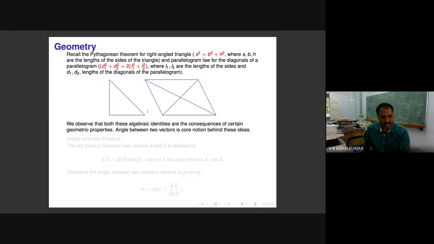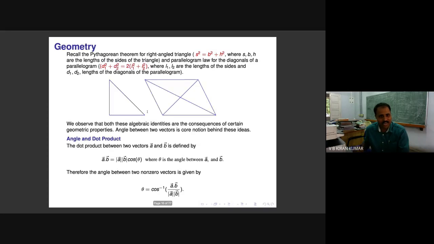So now let us look at the relation between angle and dot product. So consider the dot product between two vectors A and B. The dot product is defined by A dot B equal to the magnitude of A into magnitude of B into cos theta, where theta is the angle between A and B.